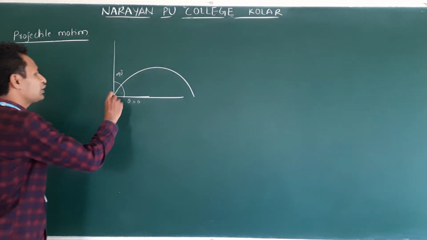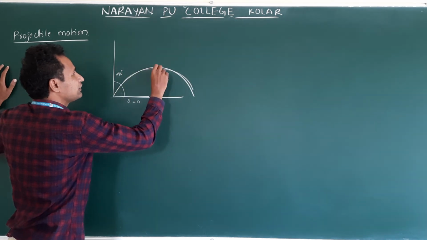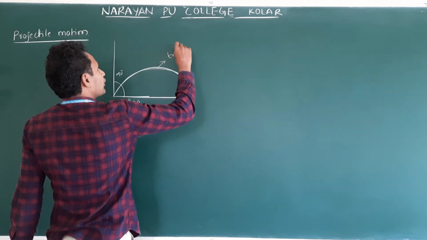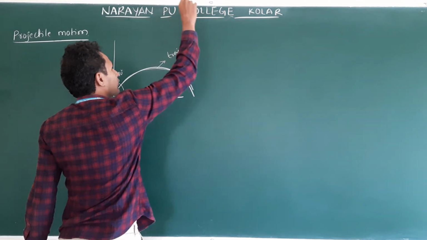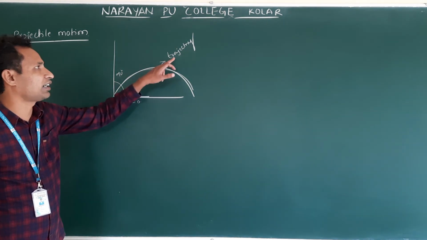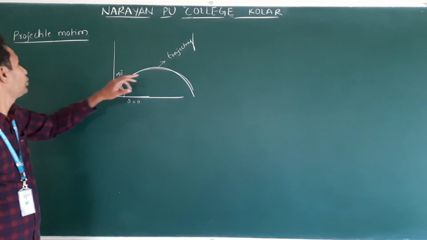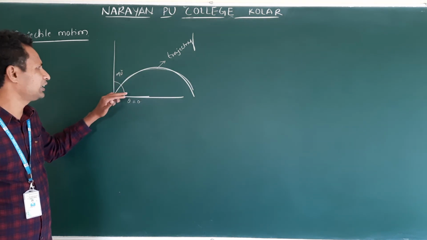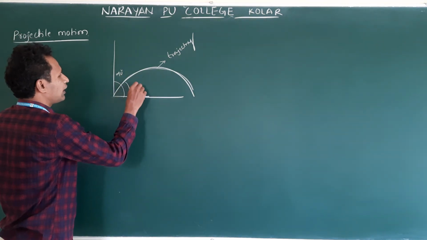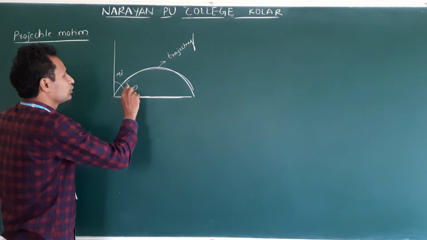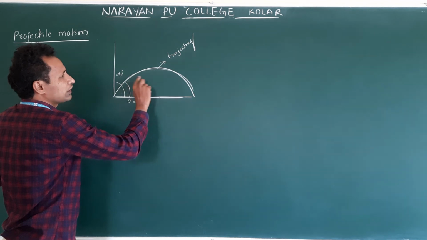Now the path followed by the projectile is called the trajectory. Clear? Understand? The path followed by the projectile is called trajectory. So now this is a common observation: if you throw the object with a certain angle to the horizontal, it follows this path. Am I correct or not? So this is motion in a plane.